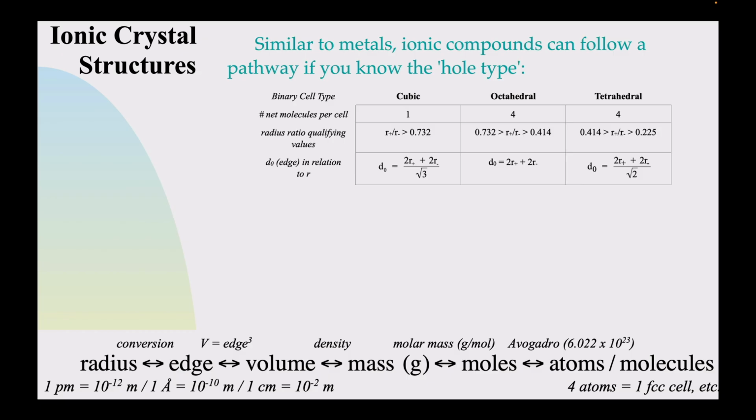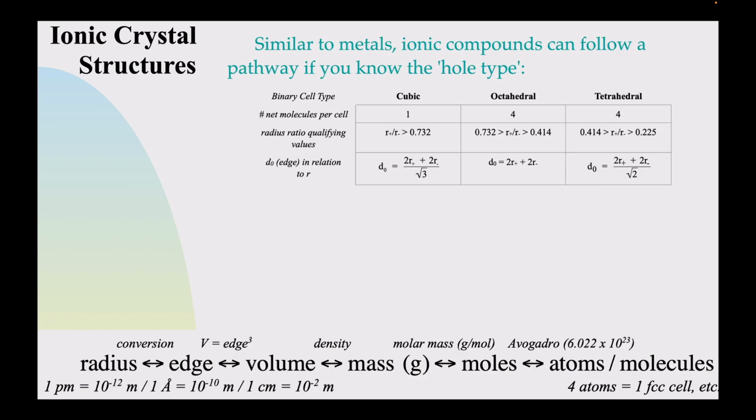Well, we're going to do something similar, and you can see in this little chart right here that we have two really important columns. First of all, the top row there says number of net molecules per cell. So cubic has 1. That means there's going to be 1 of those molecules per cell. So for example, cesium chloride is a cubic unit cell in these kind of systems. You would have 1 cesium chloride per cell. So on the lower right hand part of the train track down there, you'd have 1 molecule, 1 cesium chloride.